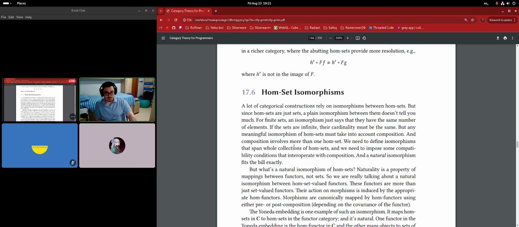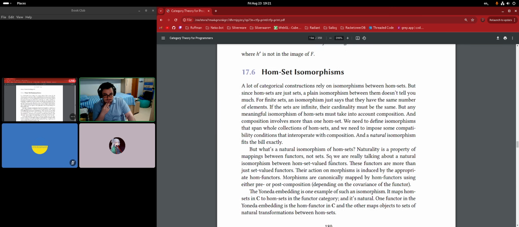But any meaningful isomorphism of hom sets must take into account composition. So we need to define isomorphisms that span whole collections of hom sets, and we need to impose some compatibility conditions that interoperate with composition. And a natural isomorphism fits the bill exactly. So what is that?